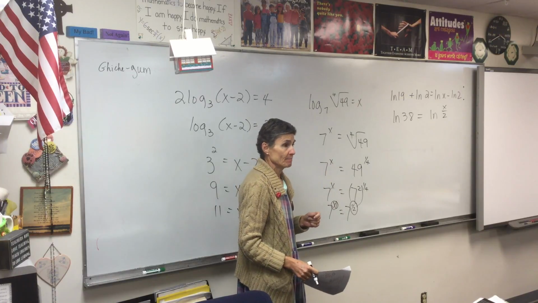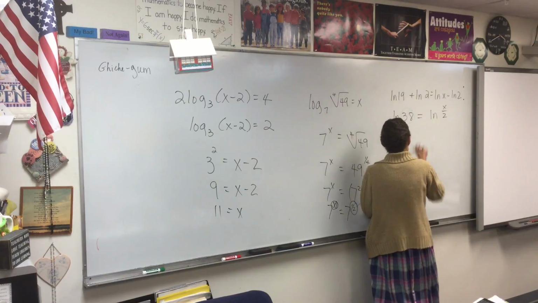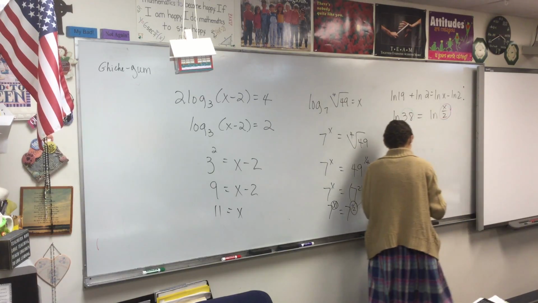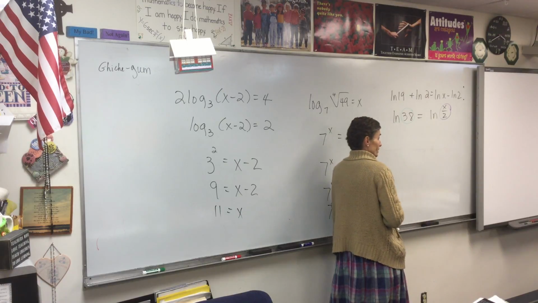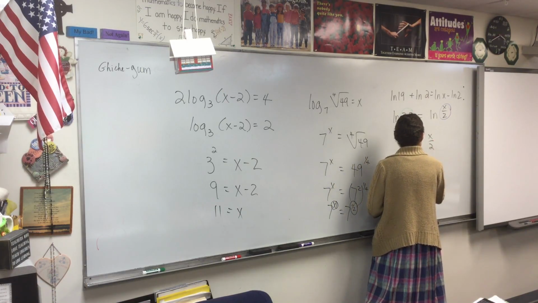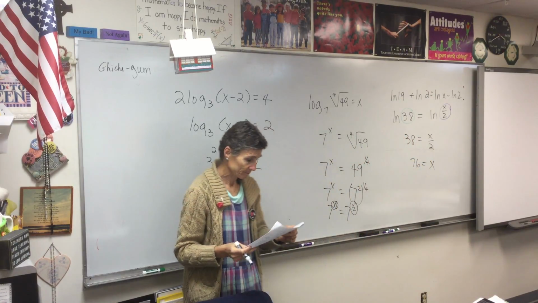Now it's easy. If ln green equals ln purple, then what? Green equals purple. So the answer to the problem is 76.